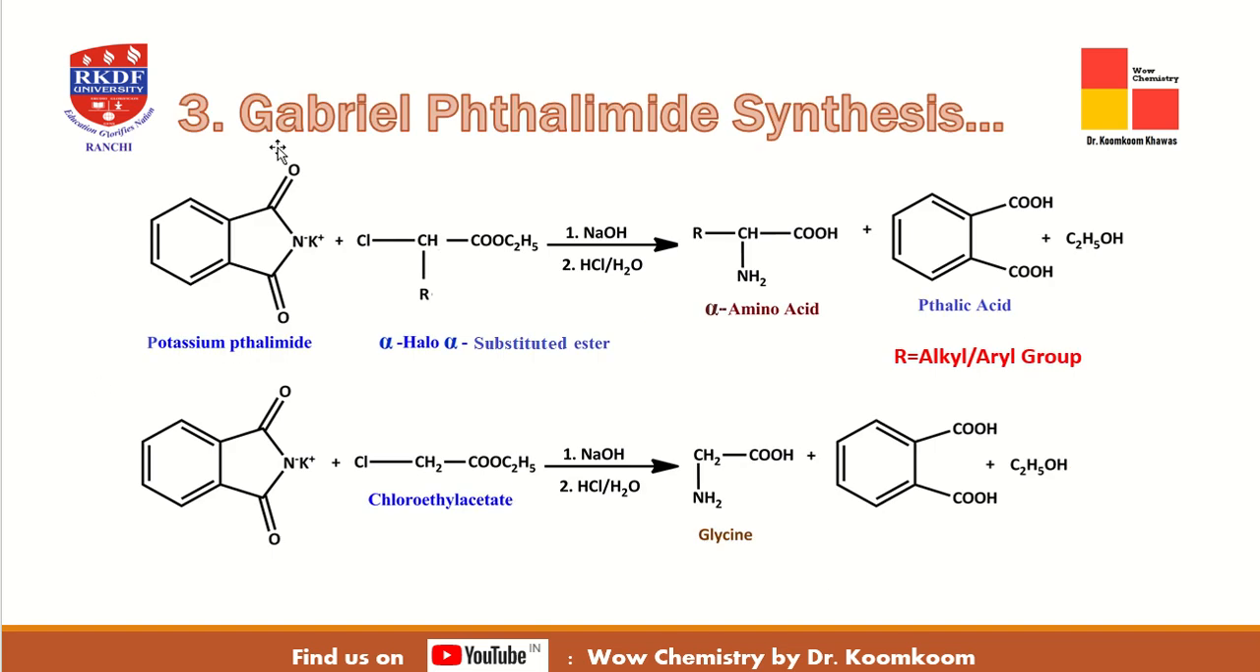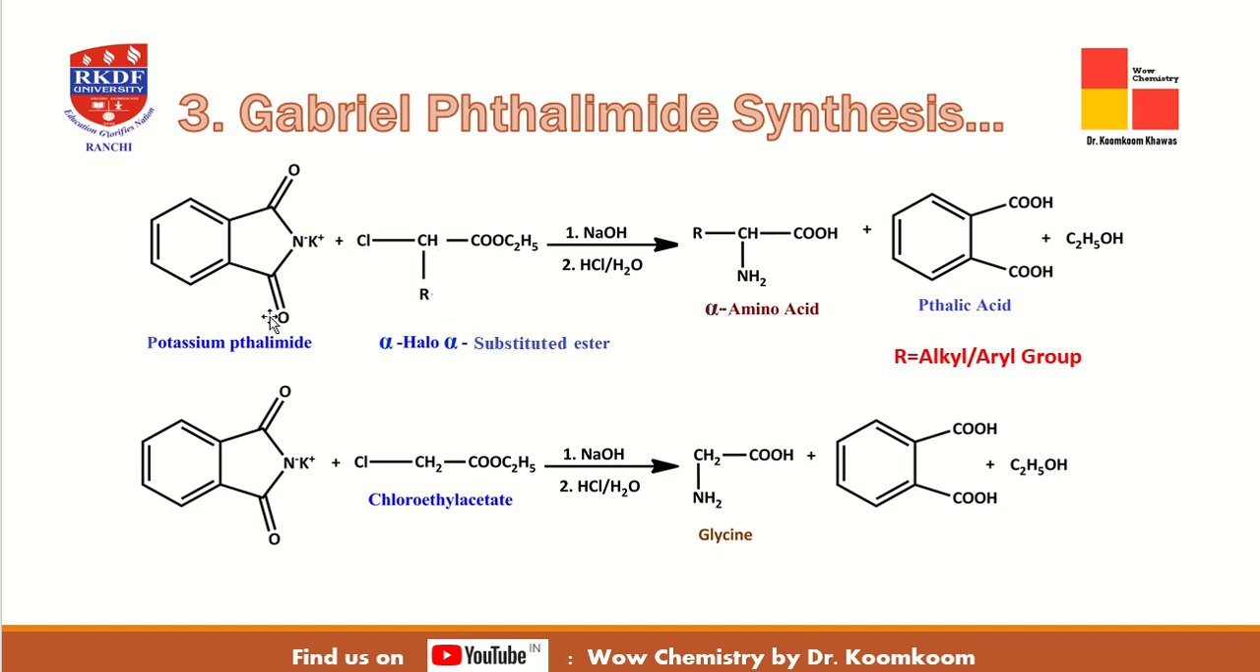The next synthetic method is Gabriel phthalimide synthesis. This reaction is similar to the Gabriel synthesis of amine. So here we have taken potassium phthalimide which reacts with an alpha halo alpha substituted ester, whereas in the case of Gabriel amine synthesis we take simply an alkyl halide.